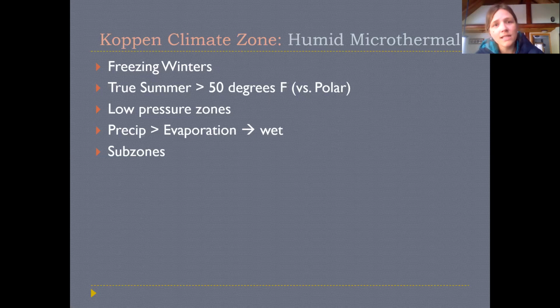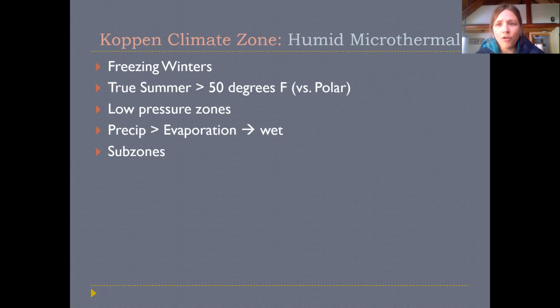On the other end, the microthermal zone is also distinguished from the polar zone, which has even more extreme temperatures because it's close enough to the equator to get enough sunlight during that summertime to experience what's called a true summer. So have some summer temperatures that get up above 50 degrees Fahrenheit. And that allows much more efficient plant growth and just organismal biological activity.